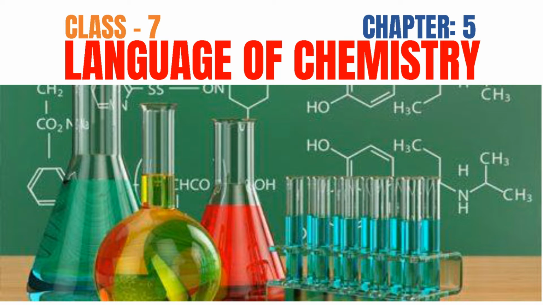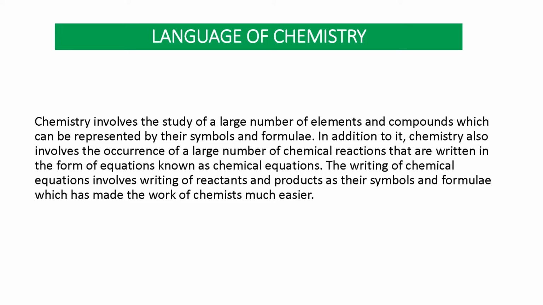Today we are going to start chapter 5, that is language of chemistry. In this chapter we are going to study the terms which we use in chemistry. So students, in our daily life we use abbreviations or short forms like ASAP, as soon as possible, PTO, please turn over. All of you have heard about these abbreviations. So in chemistry there are also abbreviations. We can say they are the symbols or formulas.